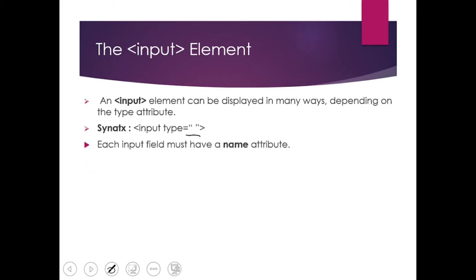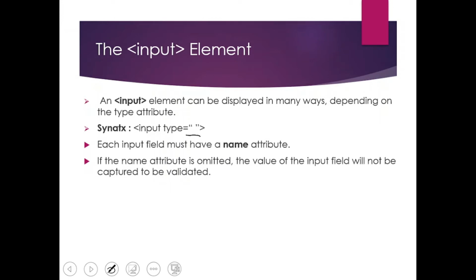They take various inputs, and each input field must have a name attribute as well, because the name attribute is what will help us to capture the value that we are trying to pass. If the name attribute is omitted, the value of the input field will not be captured to be validated. When we go on to further validations, where JavaScript comes into the picture to validate, it needs to capture those values in those specific text boxes or radio buttons. That's the reason we need to give a name for it.